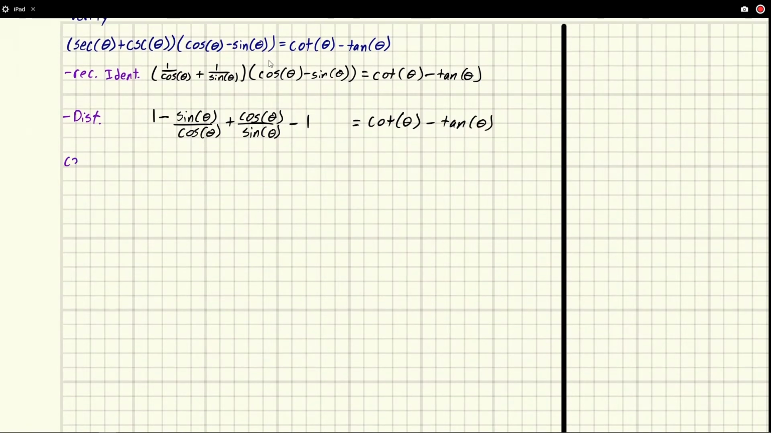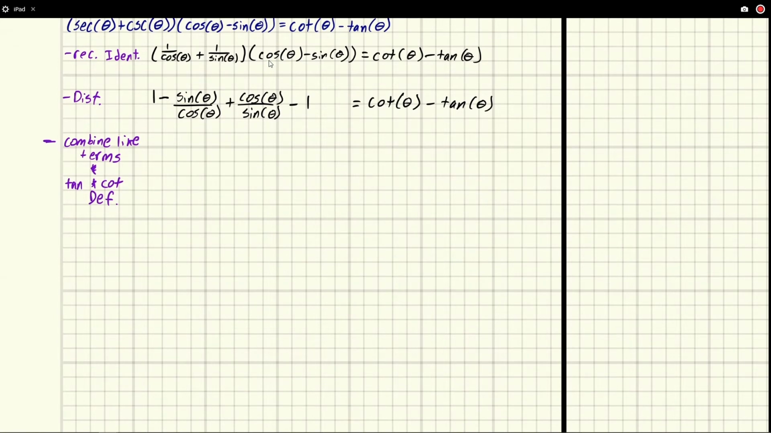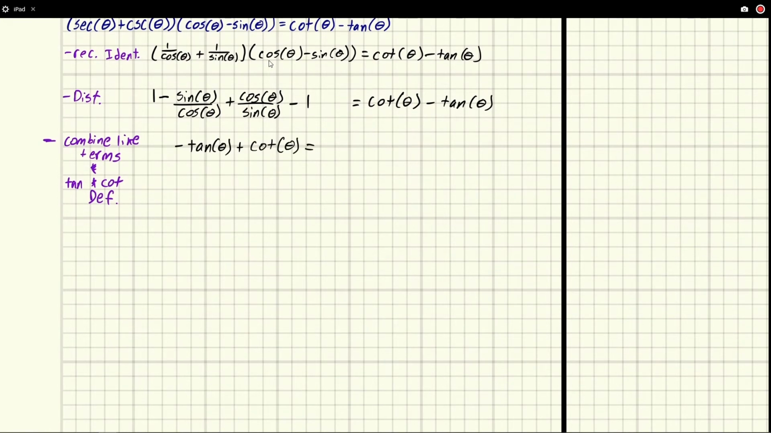So combine like terms and tangent and cotangent definitions. That's our justification for this step here. All right, so the 1 and the 1 will simplify. We're left with a negative tangent theta and a positive cotangent theta. And this is equal to cotangent theta minus tangent theta.